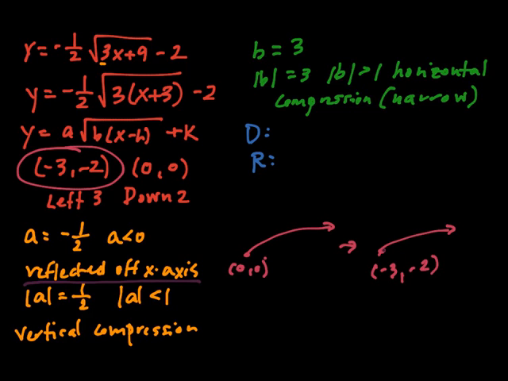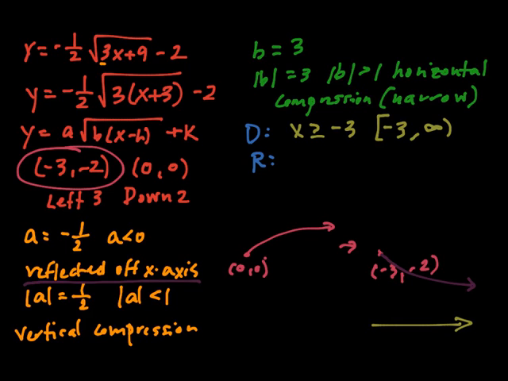Now, did it reflect off the y-axis? No, but it reflected off the x-axis, so it's going to look like that. The vertex is the same, but it's going to look like that now. So what's the domain? Did the domain change? No, it's still going to go right. So x is going to be greater than or equal to -3, or you can write starts at -3 and goes to positive infinity. Now, the range changed.